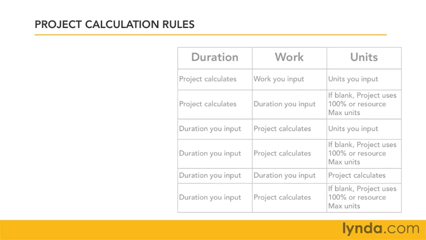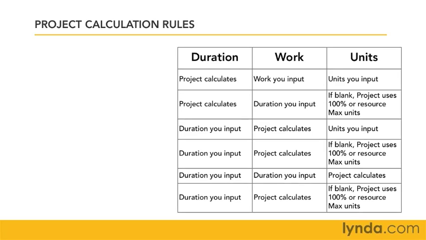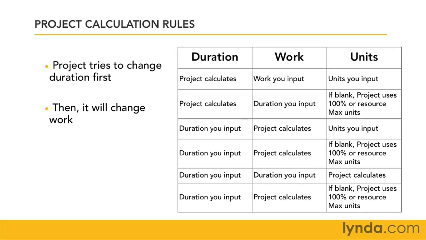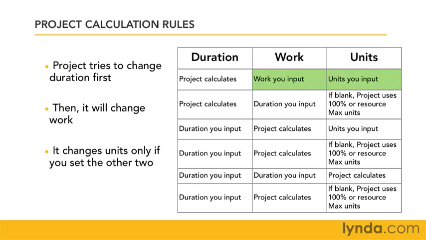Project has built-in rules about which values it changes. Unless you give Project specific instructions, the program tries to change duration first, then work, and finally, as a last resort, units. For example, if you give Project work and units, it will calculate duration. Similarly, if you give it duration and units, it calculates work. And if you give it duration and work, it will calculate units. You can also see that if you leave the unit cell blank, Project uses 100% or the resource's maximum units.